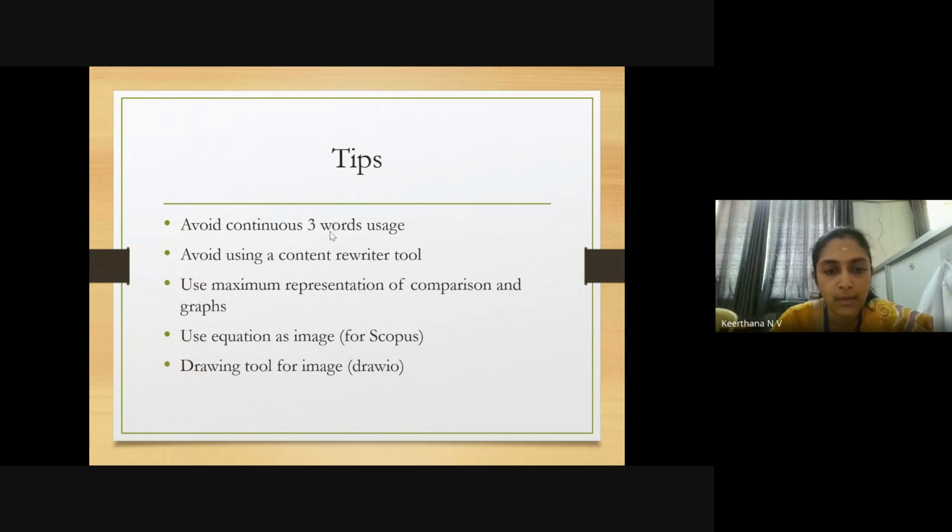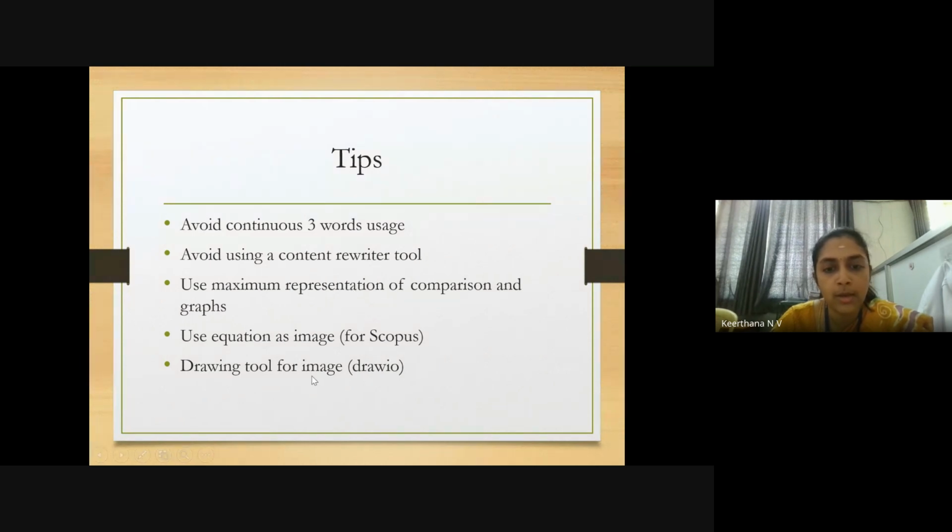If you are using an equation as an image, this will be acceptable for Scopus, but for SCI journals, if you are using an equation as an image, it is not preferable. So use the insert equation option in Word or any online tool for writing your equations. Ma'am, I don't know how to write an equation. So please, if you are referencing any paper for the same equation, change the parameters inside the equation. That is very important. Change the parameters and you can use the same equation as such.